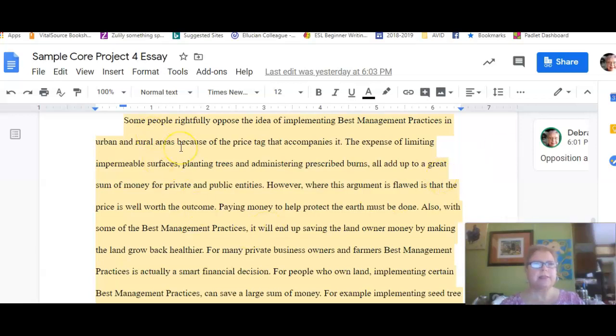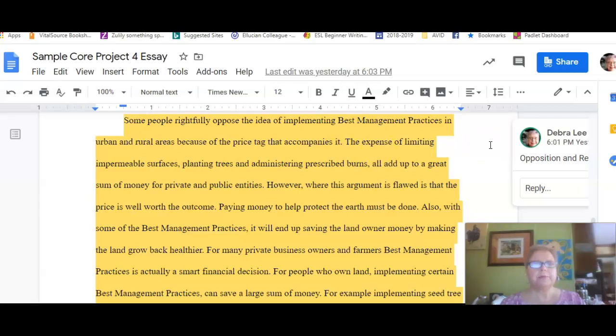So he goes right into that. "Some people rightfully oppose the idea of implementing best management practices in urban and rural areas because of the price tag that accompanies it." So what he has here is people who say, wait a minute, this is going to be too expensive. This is going to cost too much. That's what you're looking for when you're looking for your opposition. It doesn't have to be attributed to a particular person who said something. You don't have to give a quote for that.